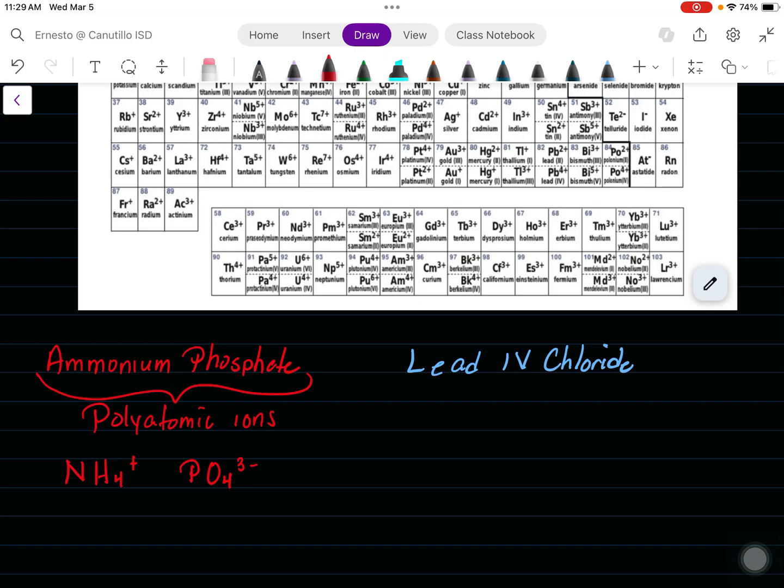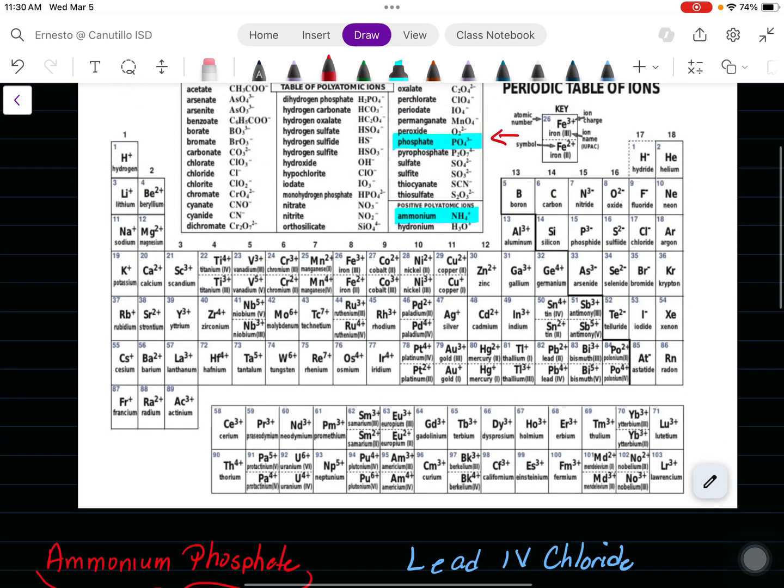Okay, now once I have my chemical symbols, I'm going to go ahead and do the fish. This one comes over here, this 3 comes over here, and then I form a compound: NH4 with the 3 here, and then PO4. Now let's do the same thing for lead 4 chloride.